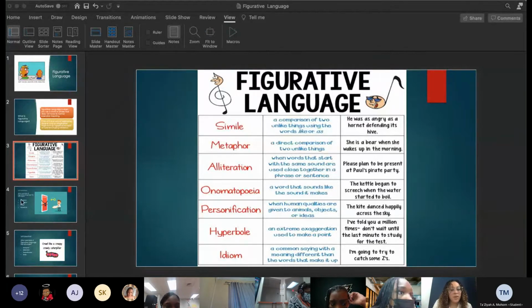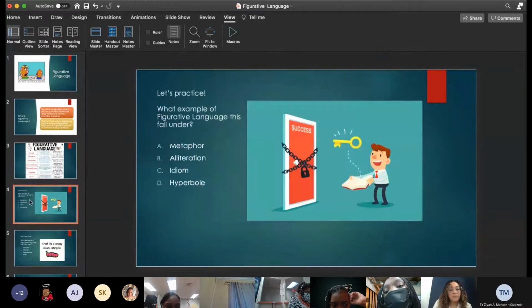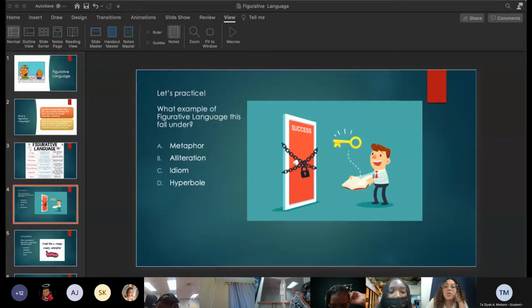Okay, so let's move on to the next slide. And here's the first one. It says, what example of figurative language does this fall under? Is it A, metaphor, B, alliteration, C, idiom, or D, hyperbole? So this picture represents the key to success. The key to success. So I see Shanasia the first one to raise your hand. Shanasia, what's the answer?